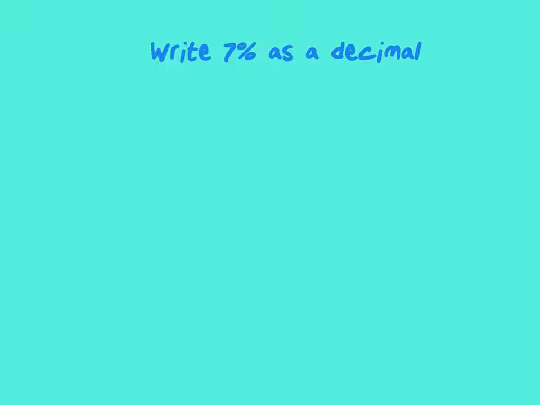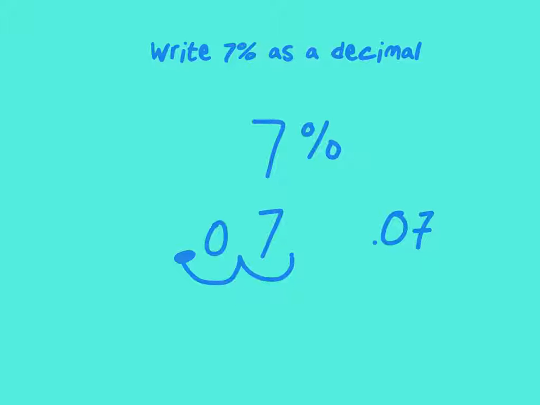Here's another example. You could do it either way you want to do it. I'm going to do it the second way that I showed you. I'm going to turn that percent sign into a decimal, and then I'm going to move it 2 places to the left. And I'm going to fill it in with a 0 there because I have a blank spot. And so 7% written as a decimal is going to be 0.07.